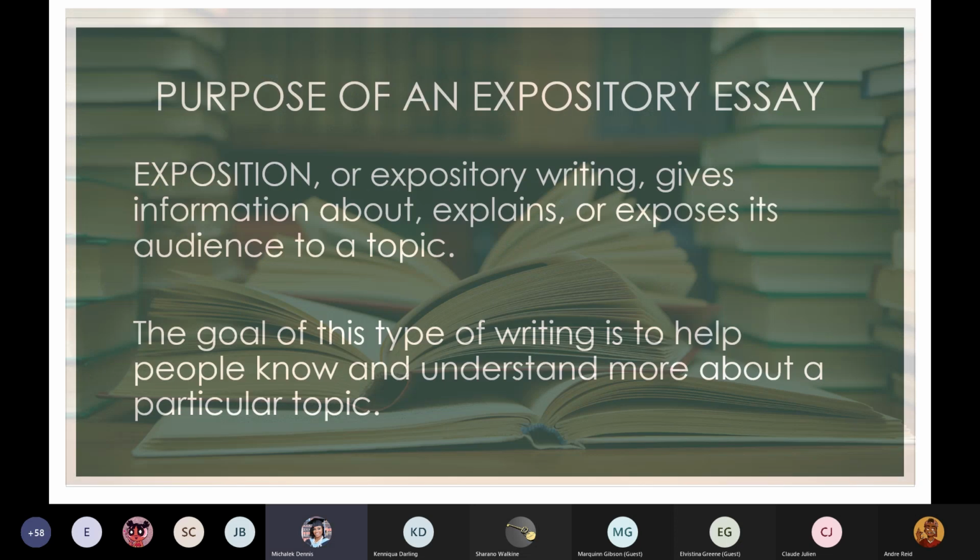Okay, so we talk about the purpose of an expository essay, so we're going to go over it again, and you guys were correct. Expository writing gives information about, explains, or exposes its audience to a topic. I know a lot of you were saying give information or explain, and I was asking you, explain what? Your writer is giving you information about a topic, explaining a topic, or exposing you to a topic that you didn't know about. The goal of this type of writing is to help people know and understand more about a particular topic. Sometimes you may know about a topic but not have all the details, and this is where your writer gives you insight on that topic.